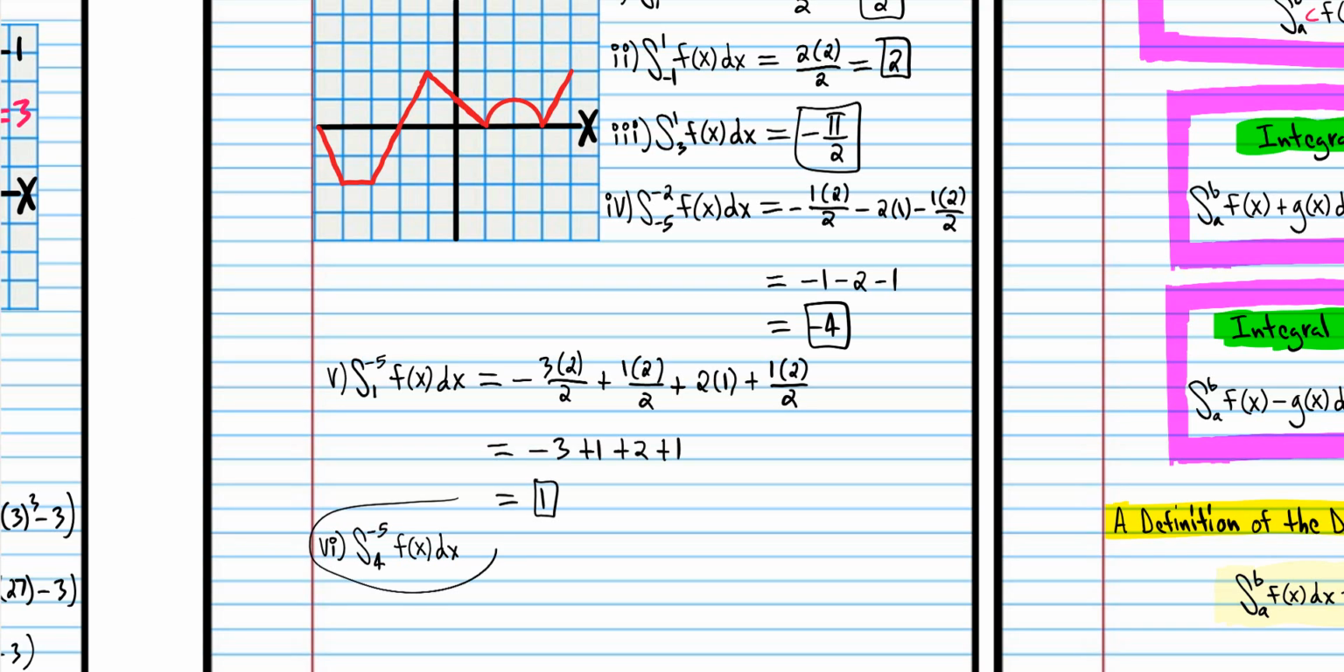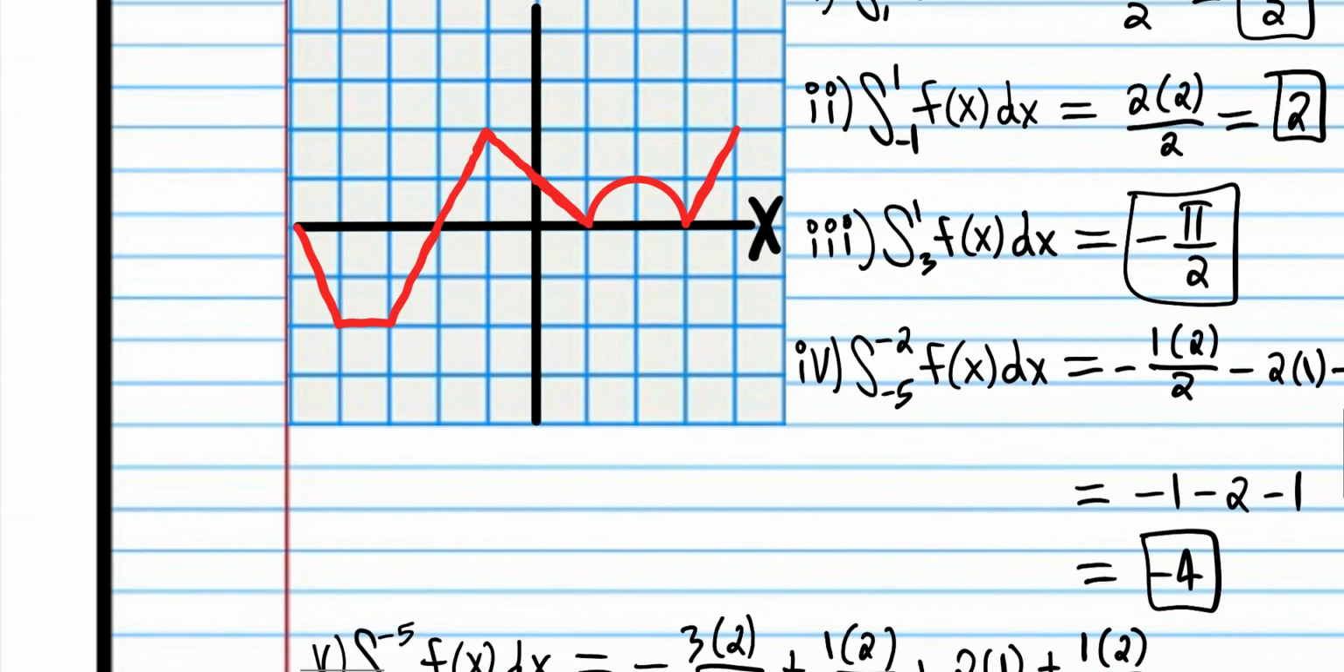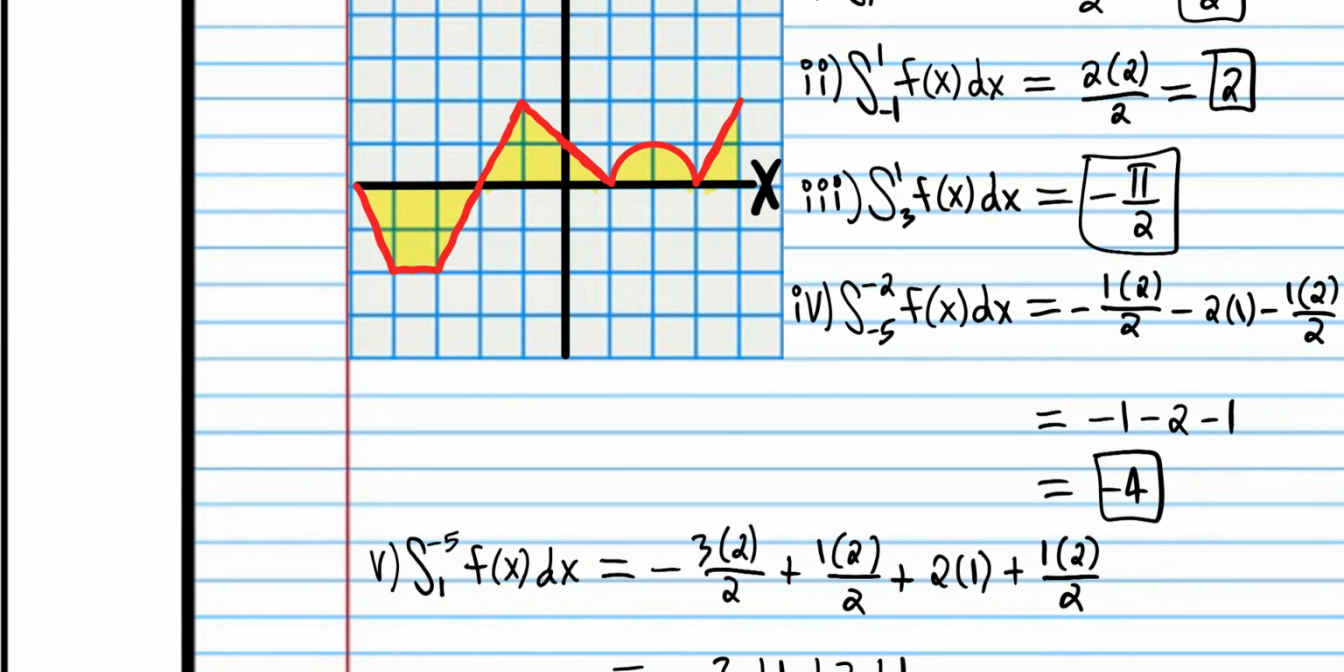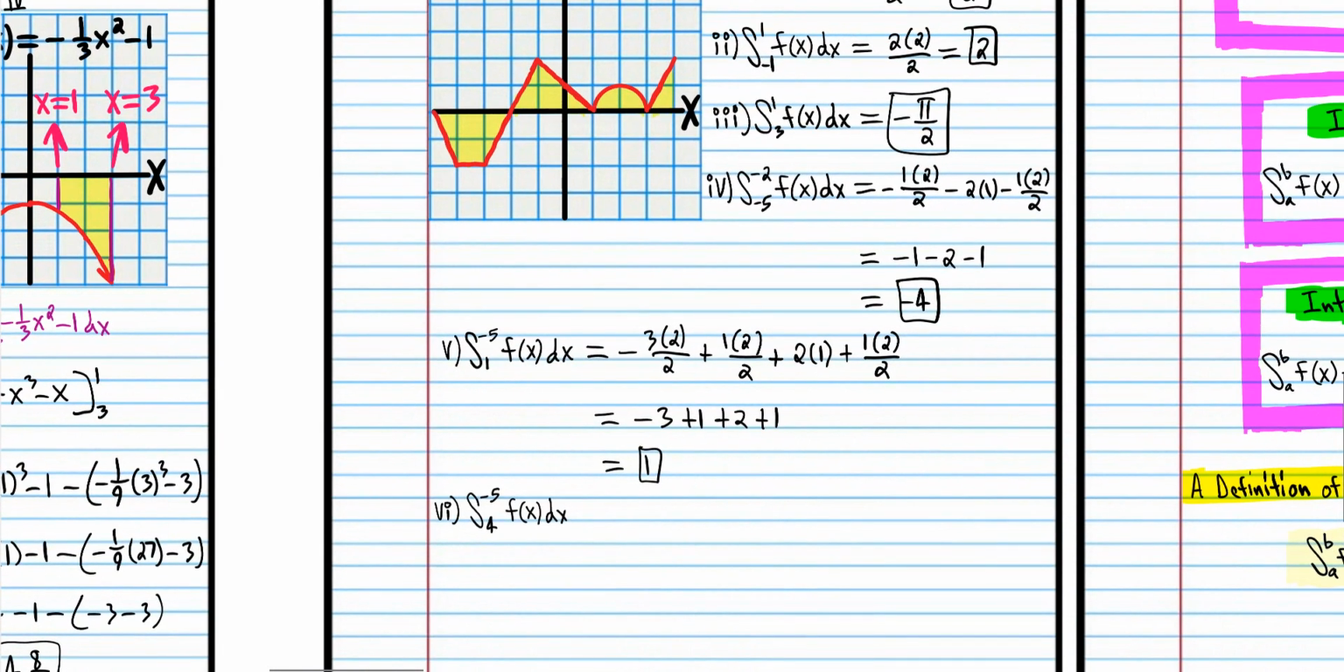So now let's find the value of the integral when the limits of integration are 4 to -5. So now we're moving right to left again, and so we're starting all the way over here. So we're finding all this area, which is going to be negative area because we're moving right to left. And then we're also going to find this positive area. Usually area below the x-axis is negative, but because we're moving right to left, it's going to be positive. Okay, so go ahead and try number 6, and when you come back, we'll do it together.